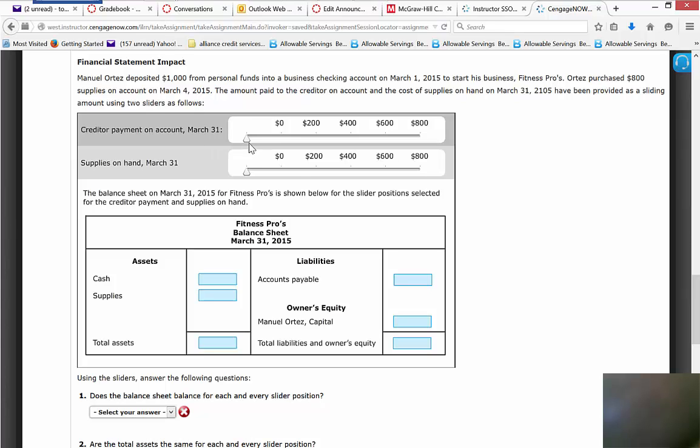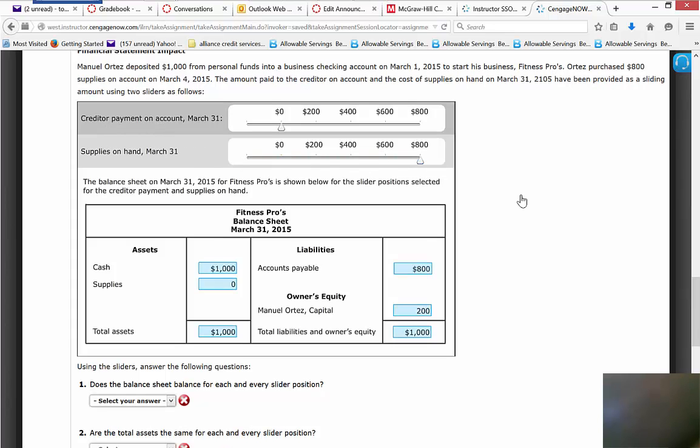Okay, so here we are. Let's enter this at 0. So we've made no payments to the creditors. Let's move this over. There you go. Supplies on hand on the first day is $800 as supplies. We just purchased it, and our accounts payable is $800. We've made no payments on credit. So after the first 2 transactions, this is our balance sheet. Assets are $1,800, and liabilities and owner's equity $1,800.